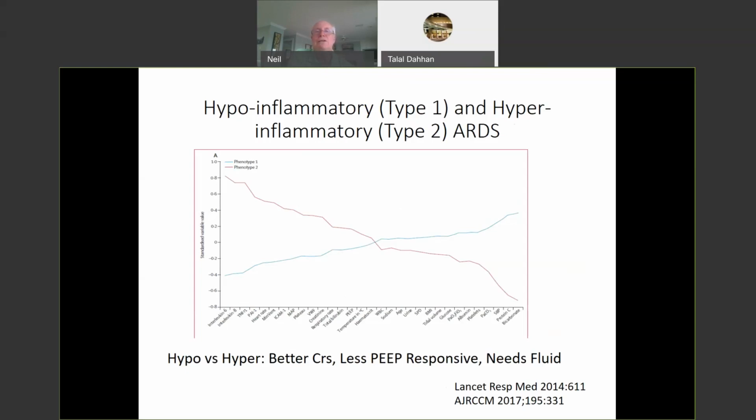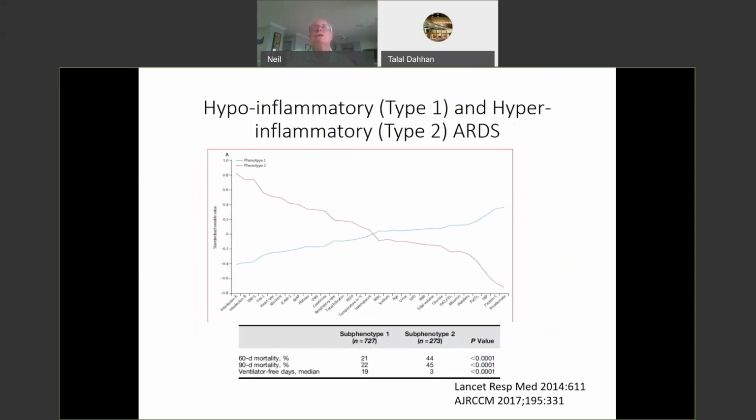So why am I showing you this? It's because there appears to be, as we hear reports out of Italy in particular, that the COVID inflammation of the lungs actually does manifest as both of these phenotypes. And that's important not only in terms of management, but also in terms of outcome. You'll notice if you're a hypoinflammatory type, your mortality is markedly better, your ventilator-free days are markedly better.